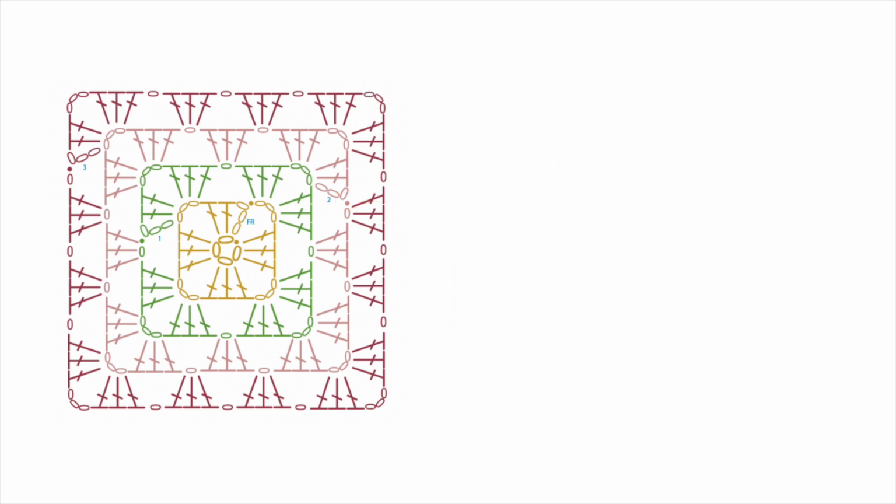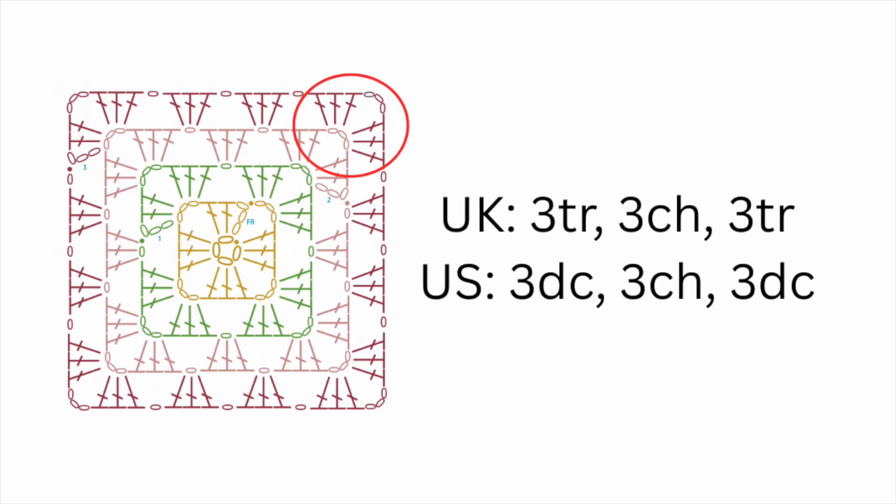Okay, so we've identified our 3 symbols, and how do we read them? How do we work them? So let's have a closer look at a corner, because again, if you are familiar with the granny square, and hopefully you've made one by now using the course, you'll know how to work a corner. A corner is simply, in UK terminology, 3 treble, 3 chain, 3 treble, and in US terminology, 3 double, 3 chain, 3 double. So that's a familiar sort of little section of stitches that we all know.